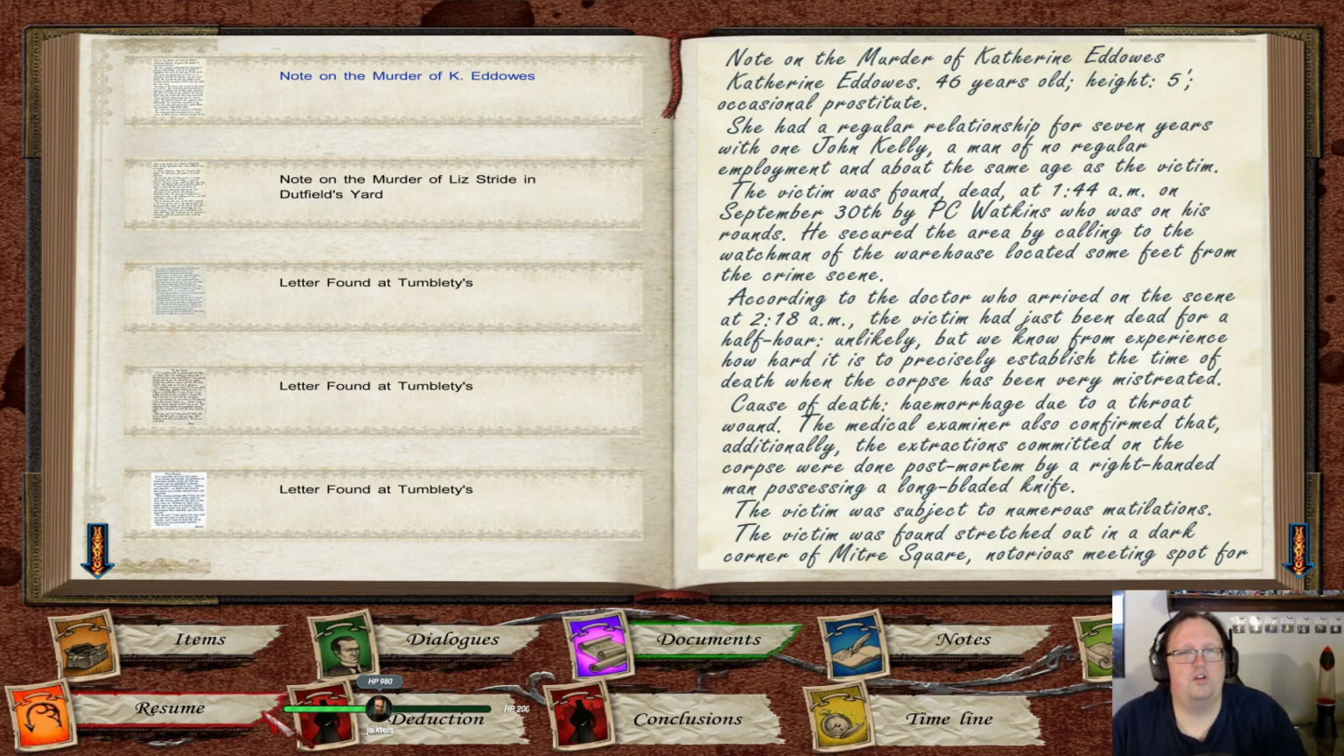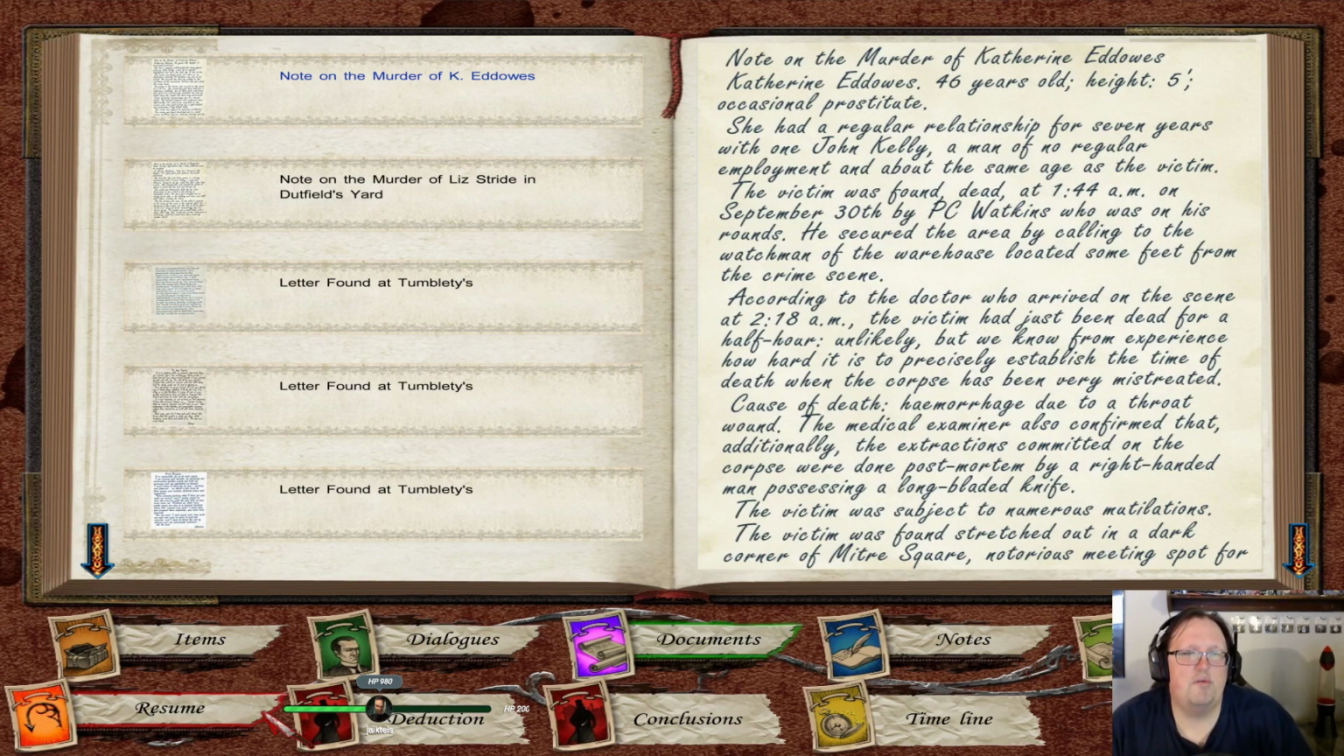A note on the murder of Catherine Eddowes. Catherine Eddowes, 46 years old, height 5 foot, occasional prostitute. She had a regular relationship for 7 years with one Jack Kelly, a man of regular employment and about the same age as the victim. The victim was found dead at 1:44 a.m. on September 30th by P.C. Watkins, who was on his rounds.